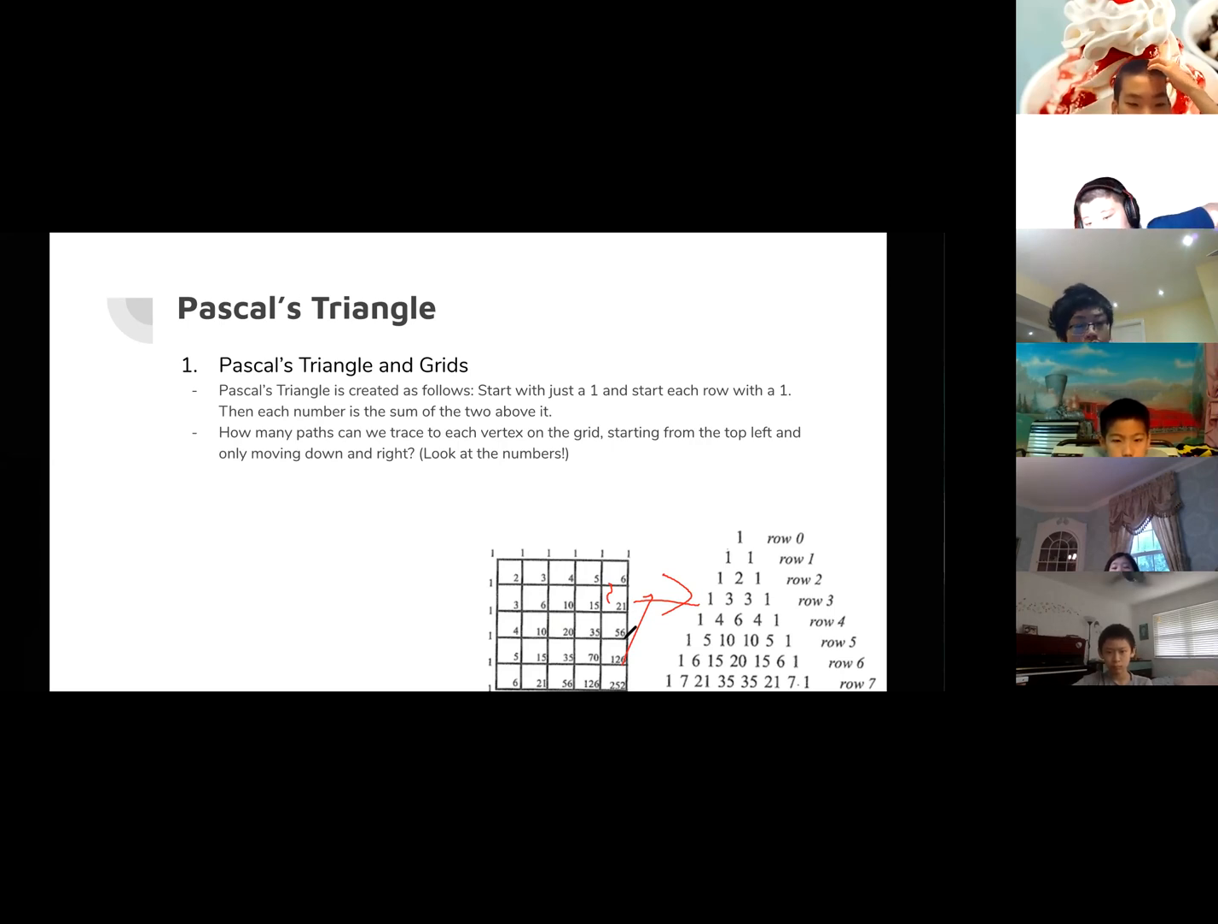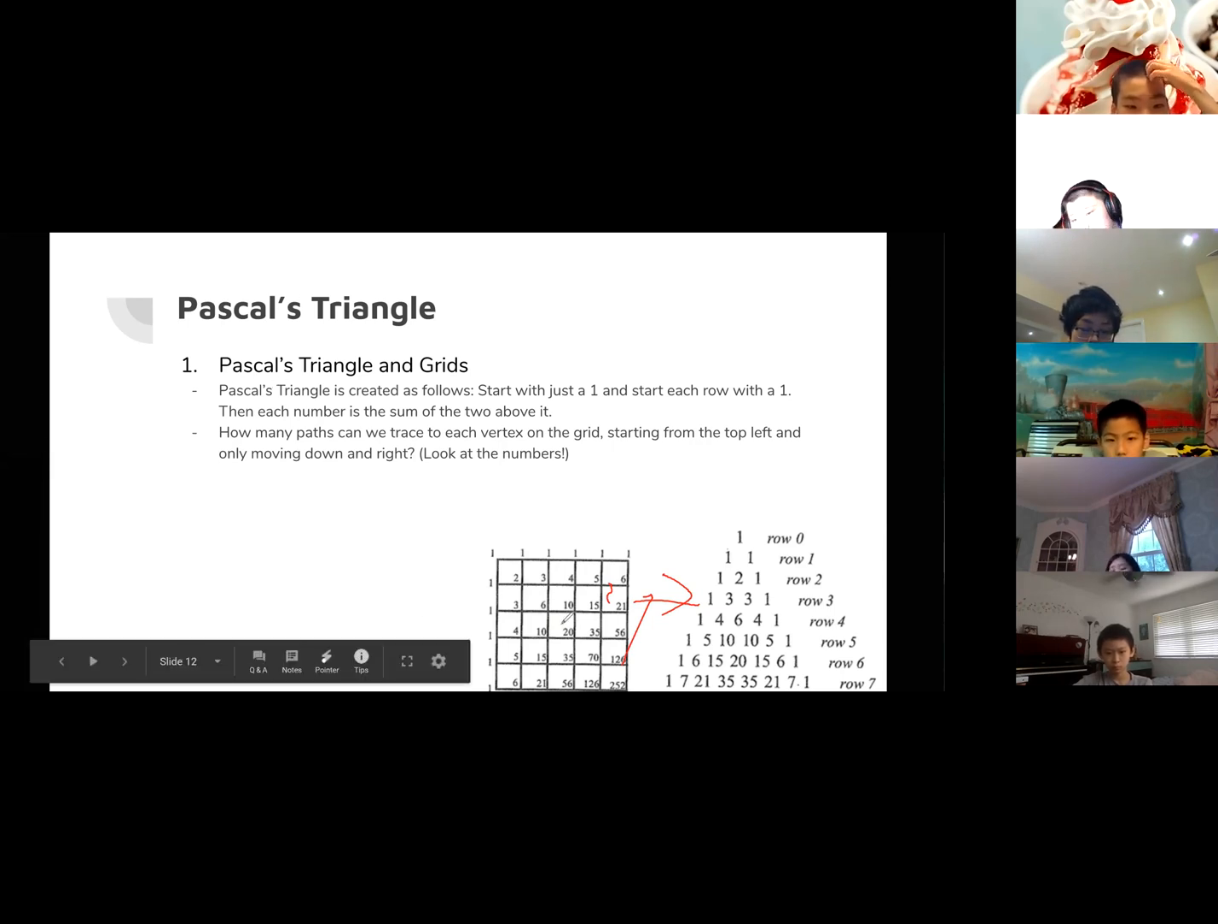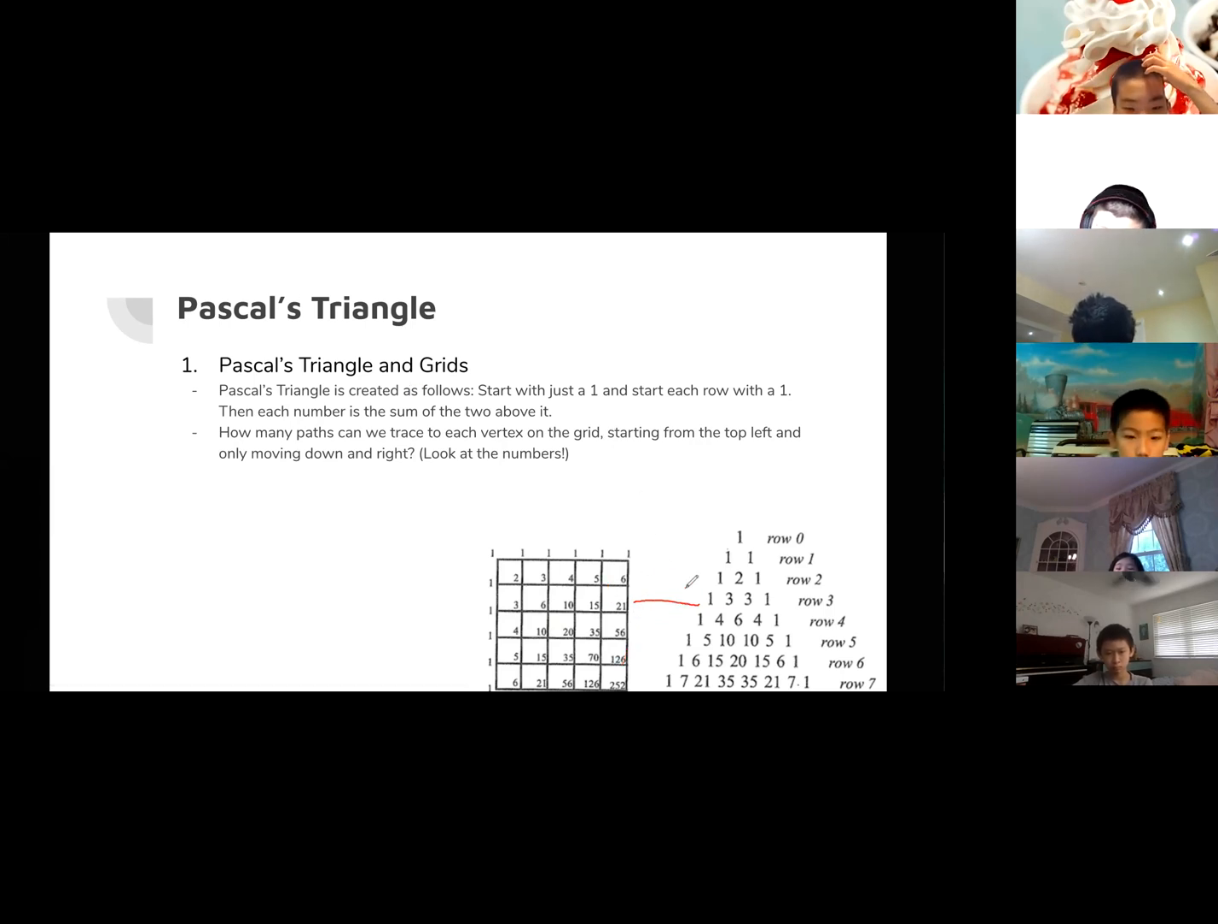So that's interesting. What this means is that there's a connection between Pascal's triangle and combinations, and there's actually a way to prove it.